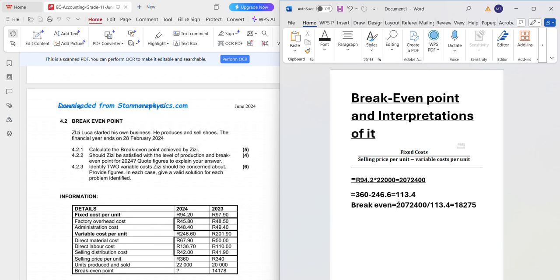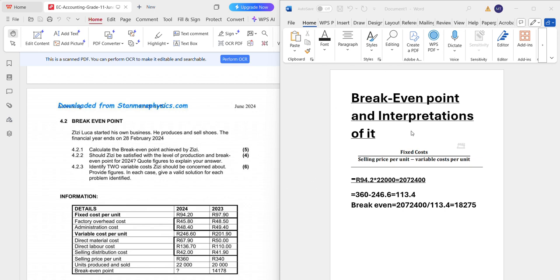So I took 2 million and divided by 113.4. I got our break-even as 18,275. This is our break-even point. This is how we calculate our break-even point: total fixed costs divided by selling price per unit minus variable cost per unit. It's important to know how to calculate the total fixed costs if not given.